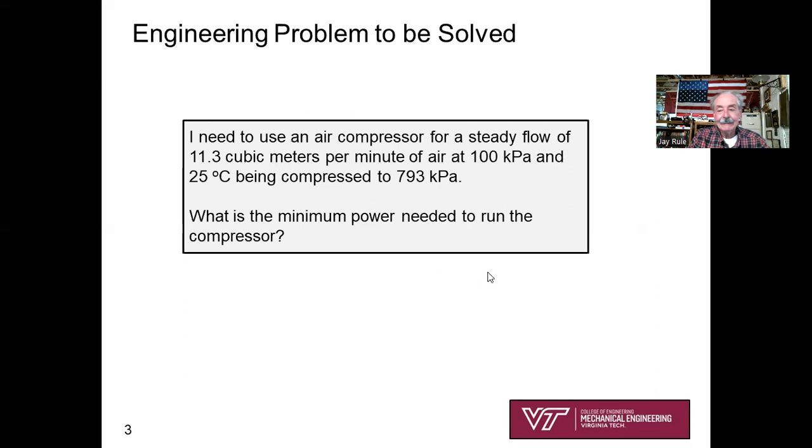So here's our problem. I need to use an air compressor for a steady state, steady flow of 11.3 cubic meters per minute of air. That's volumetric flow rate. Starting at 100 kPa and 25 degrees C, that's a lot like standard atmospheric conditions, and compressing up to 793 kPa, or about 8 atmospheres. And the question is, what is the minimum power needed to run the compressor? This is a very common mechanical engineering question that we engineers are asked all the time.